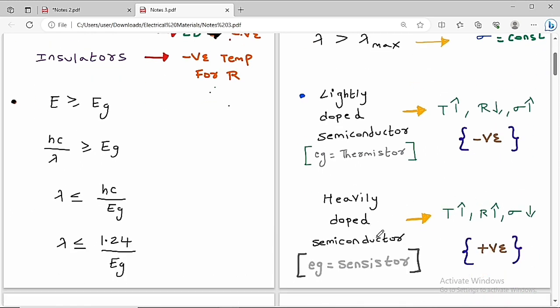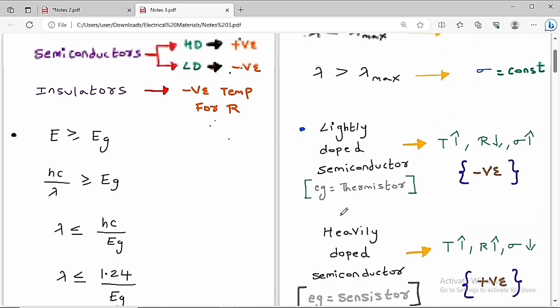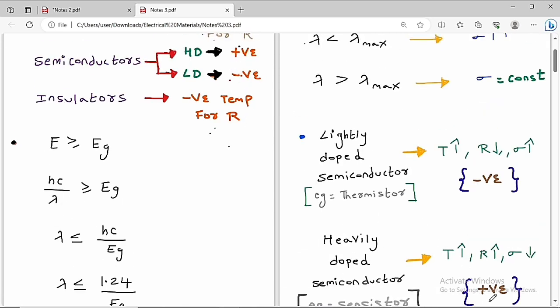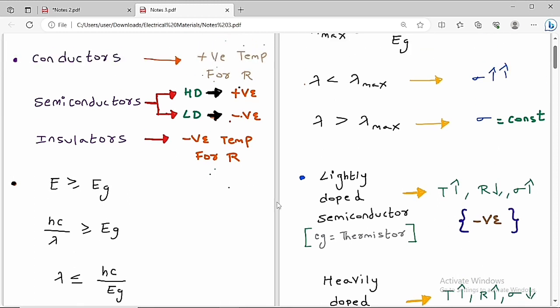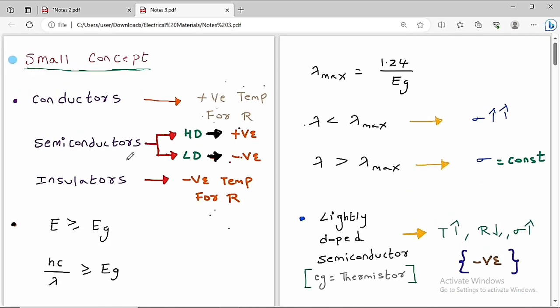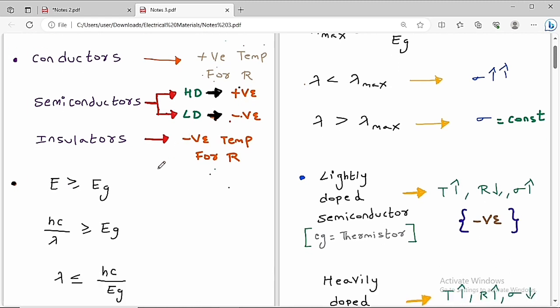For the heavily doped semiconductor, the best example is the resistor. It is going to have a positive temperature coefficient for resistance. As temperature increases, the resistance will increase. If resistance increases, then conductivity will decrease. This is a very important thing you need to keep in mind: the temperature coefficient for resistance for different types of materials, in a clear-cut manner.